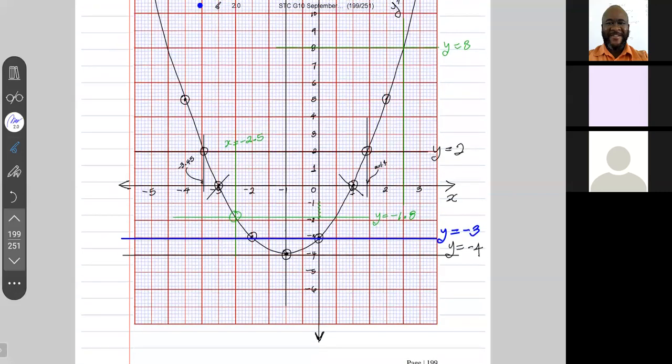All right, so it meets the graph where x is equal to minus 2 and where x is equal to 0. So this is x is equal to minus 2 and this is x is equal to 0. This is the y-axis, which is the line x is equal to 0.